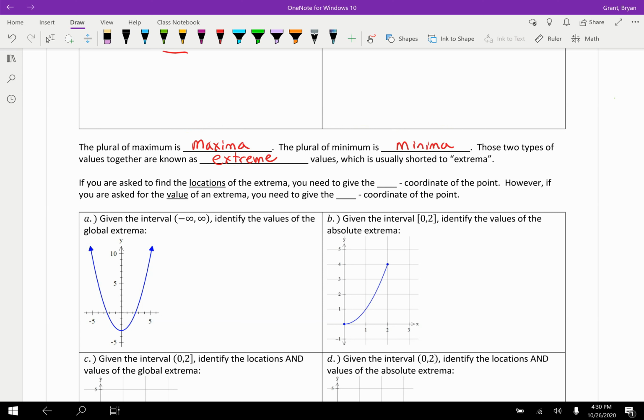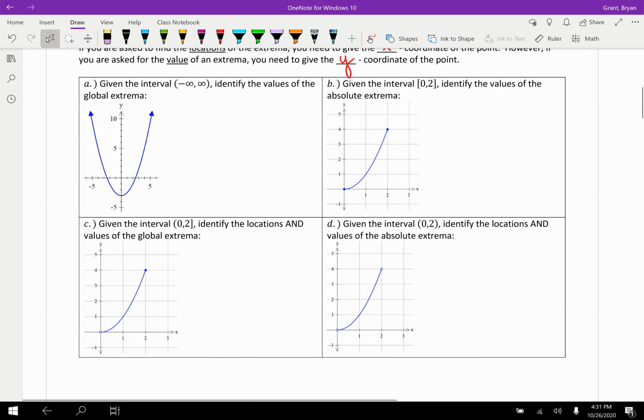Now, if you're asked to find the locations of the extrema, if someone said, where do these occur, then they're asking for the x-coordinate of that point. However, if the question asks you for the value of an extrema, then you need to give the y-coordinate. When in doubt, you can always give both, but if they ask for the value and you just give the x-coordinate, you will not get full credit for that problem.